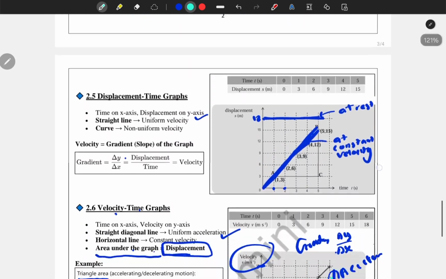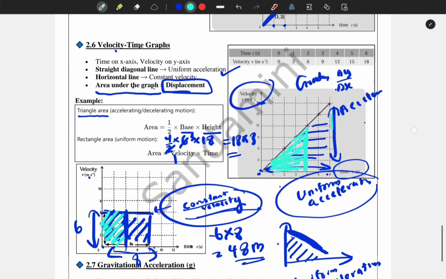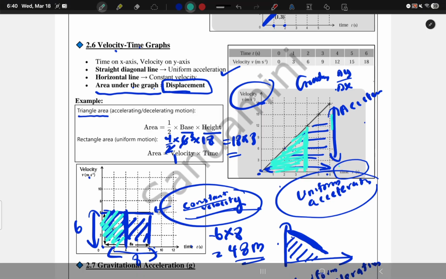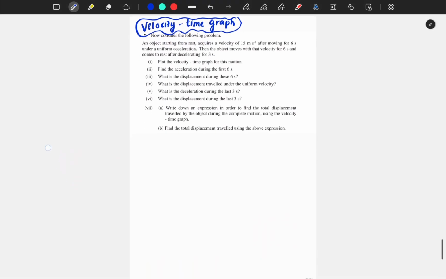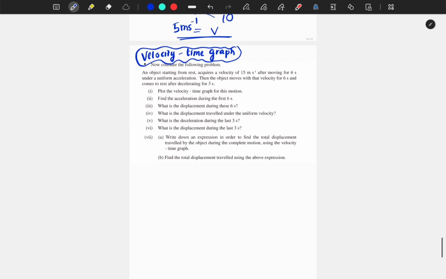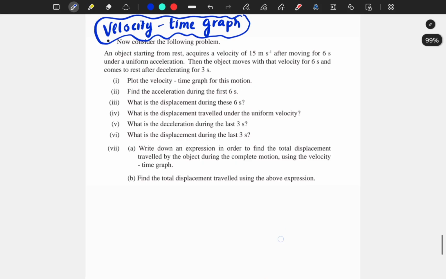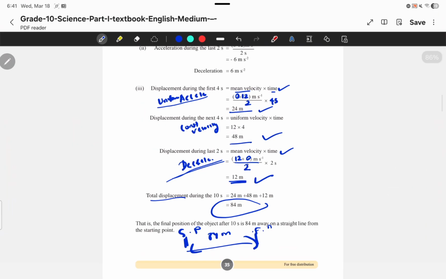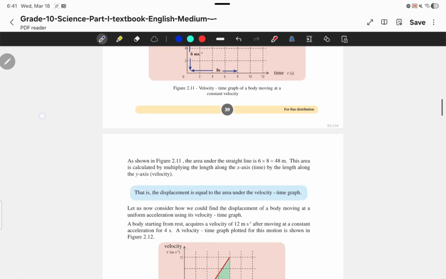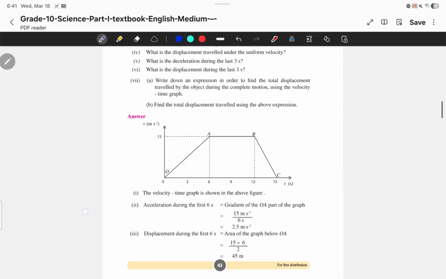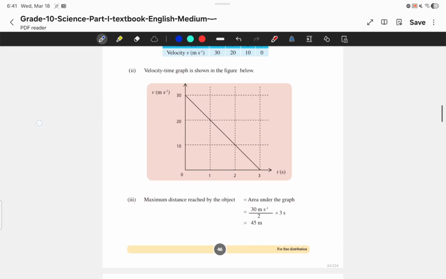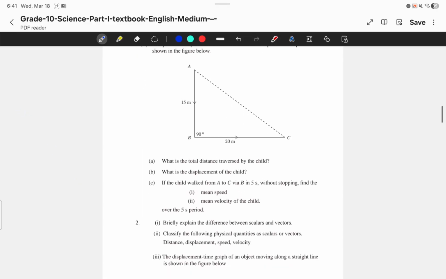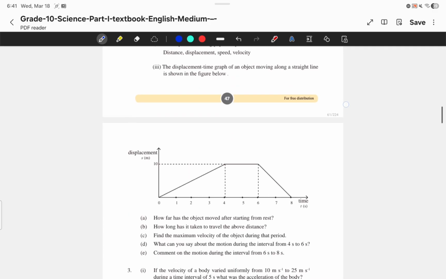I think the theory part about the graphs is okay until now. We'll go through with the questions, so then I think you guys can understand more. Let me go through the displacement question first, right? This is your textbook and I'm taking the question from there for the displacement too. Nice question.